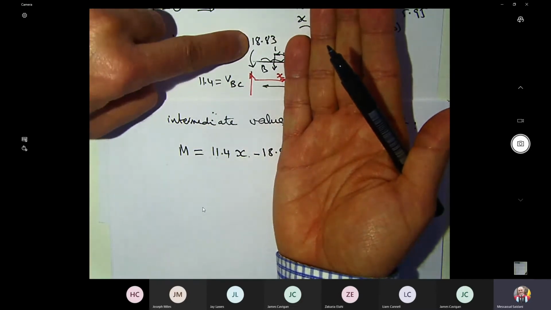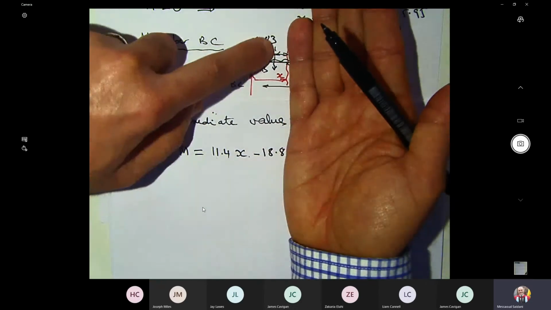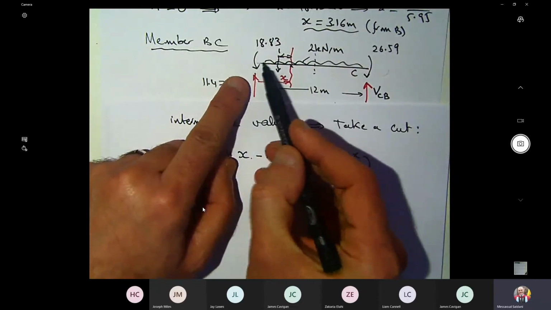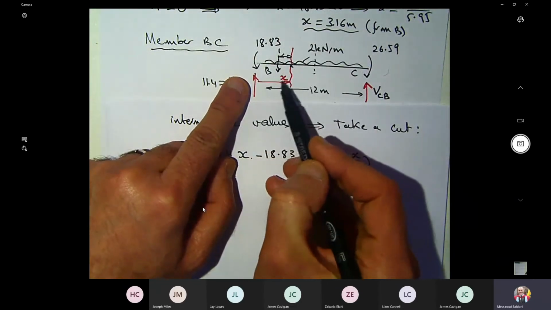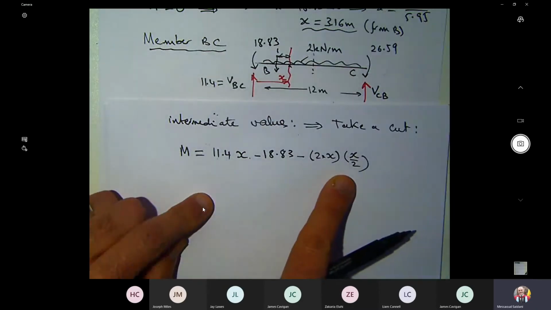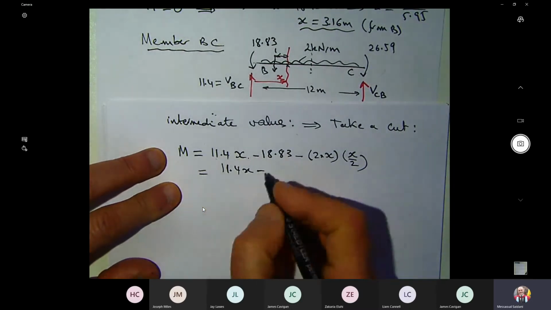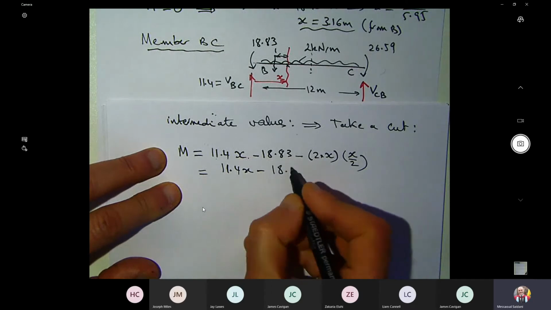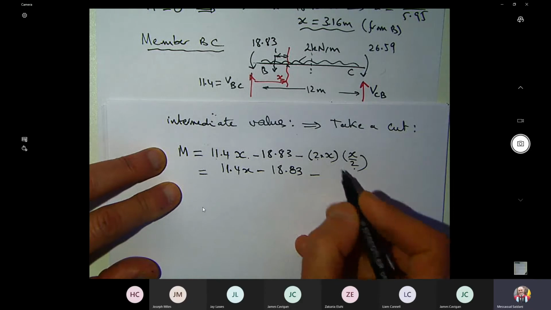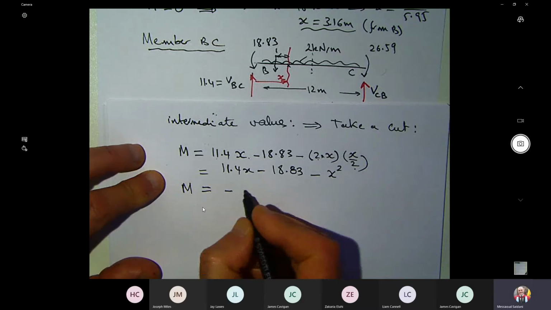Then you have got this moment here, which is hogging moment, so it's minus 18.33. And then you have got the UDL itself on that portion only of the beam. So it's 2 times x, that's the total UDL, times the distance, which is half of x. Clear? Okay, so we have 11.4x, minus 18.83, and 2 over 2, the 2 and the 2 will cancel, isn't it? So we have x squared. I'm going to rearrange it as this.